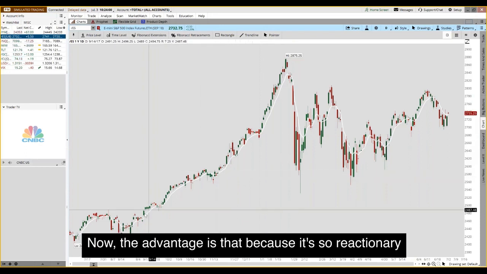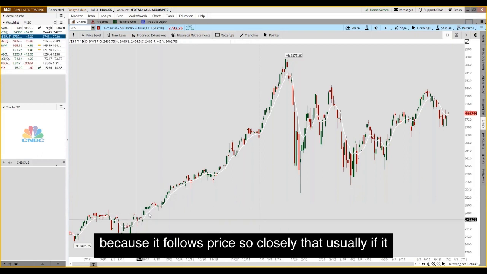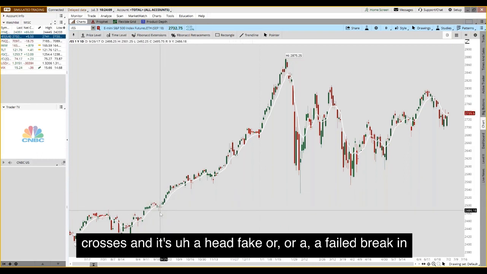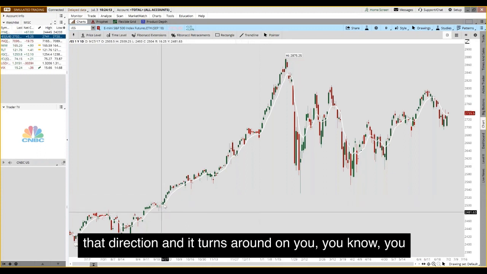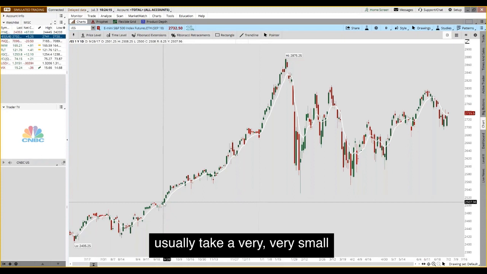Now, the advantage is that because it's so reactionary, because it follows price so closely, usually if it crosses and it's a head fake or a failed break in that direction and it turns around on you, you usually take a very, very small loss.